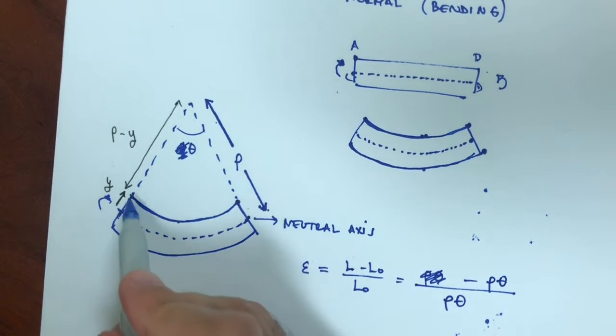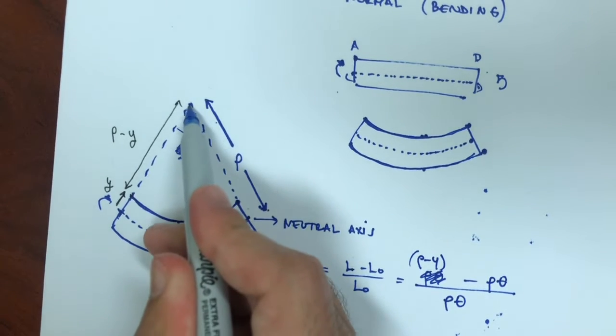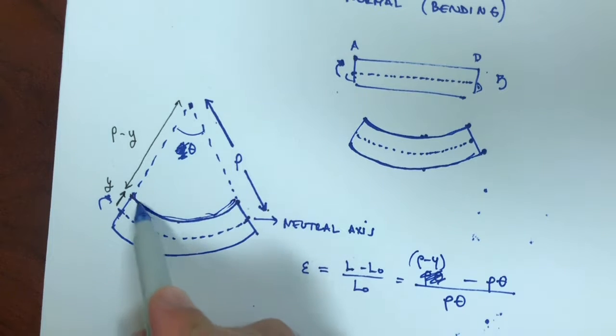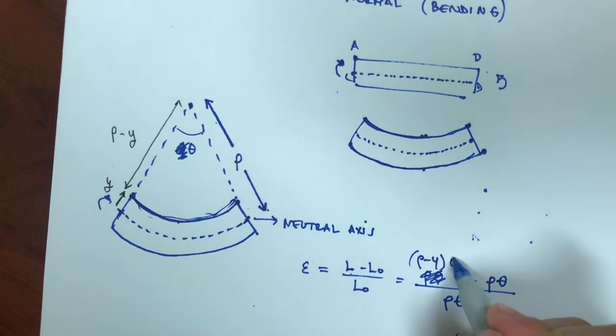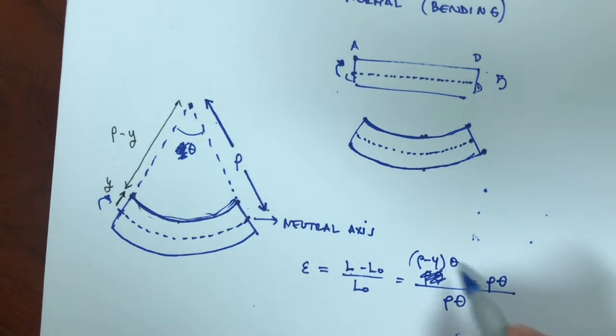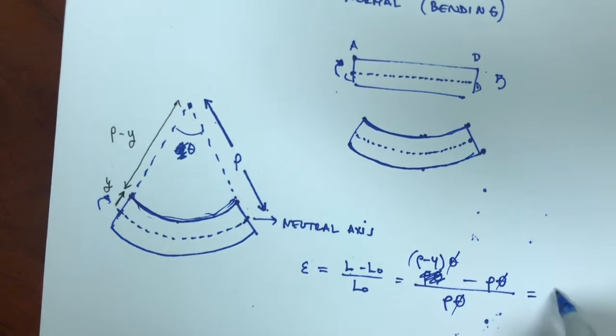And the new one, the compressed one here, would be rho minus y, which is this length from here to here. So this radius times d theta would give me this arc, which is the length L, times theta. Rho minus y times theta would be that length of the arc. And so theta goes away, and rho minus rho, I only end up with minus y over rho, and that's defined as the strain.